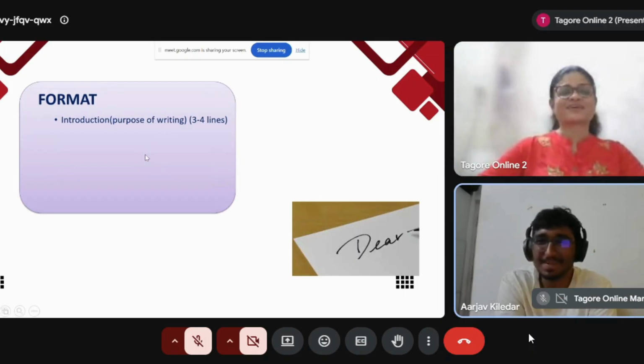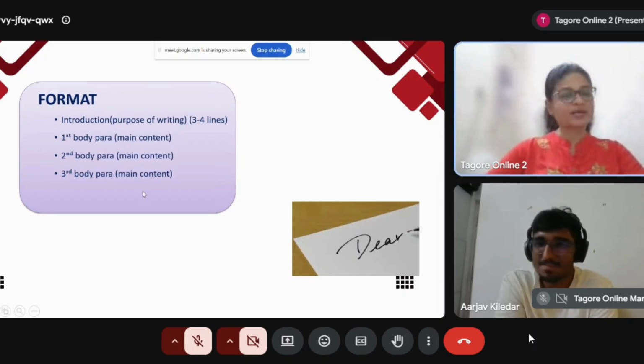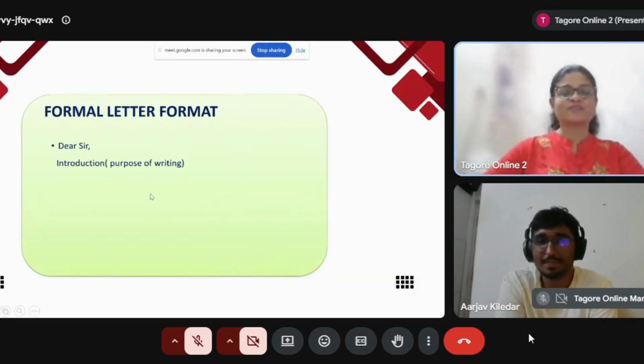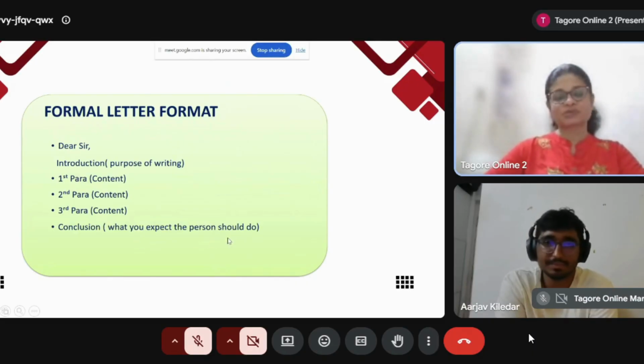Yes, I get it. So that is your three body content and your format. This is your letter and your conclusion. They've given you an example also. So your introduction, your first para, your second para, your third para, and the conclusion, what you expect the person to do. Yours faithfully, and complete.